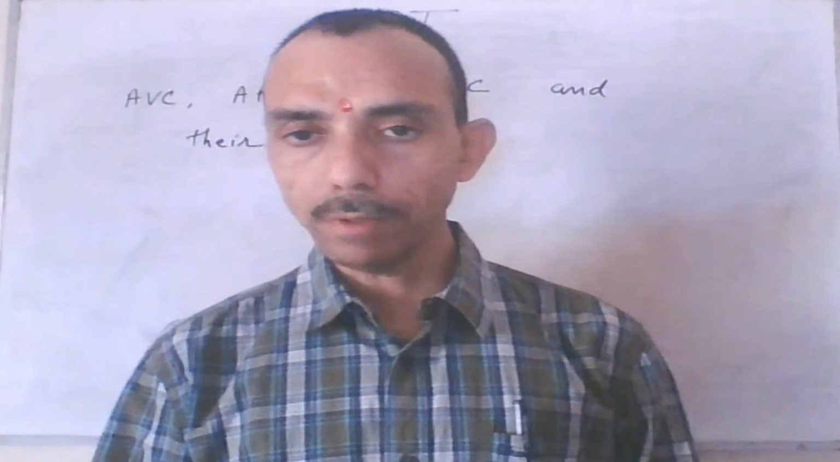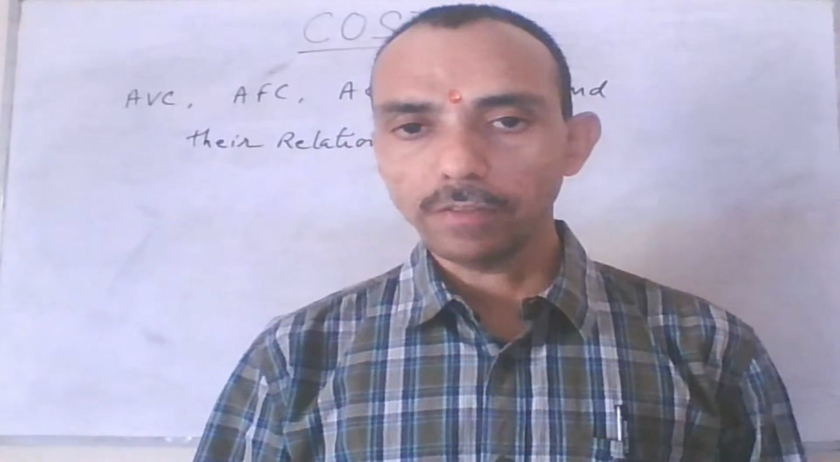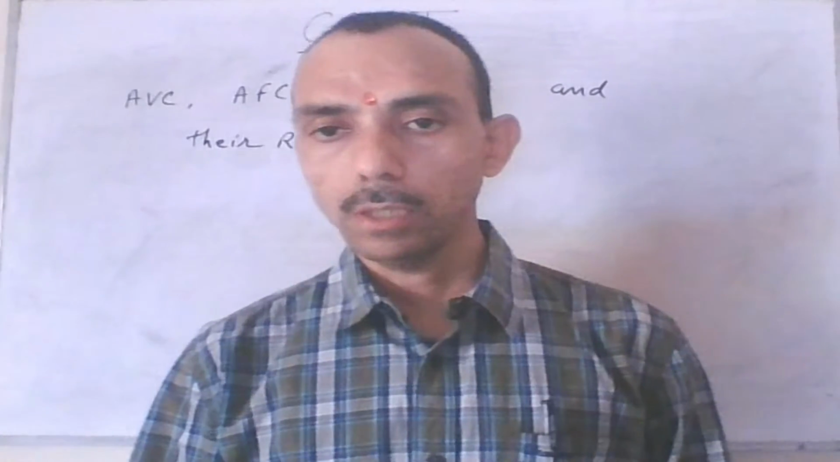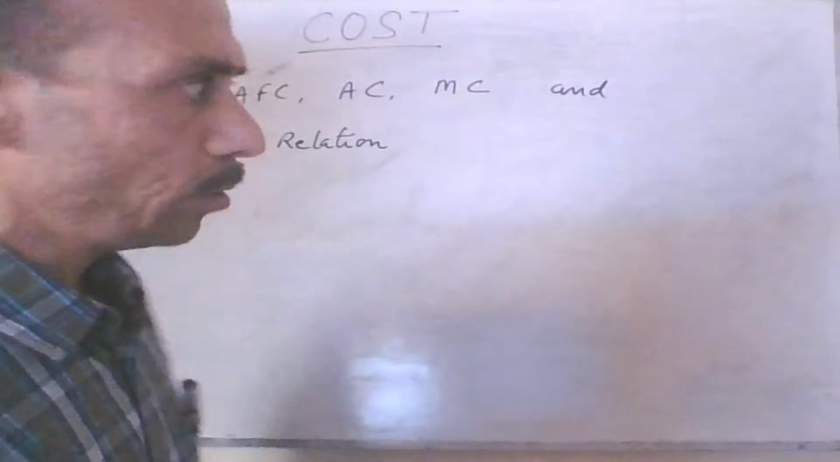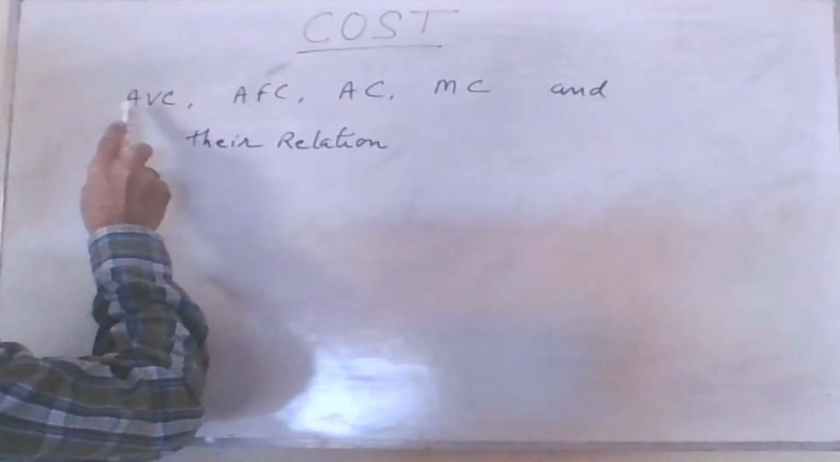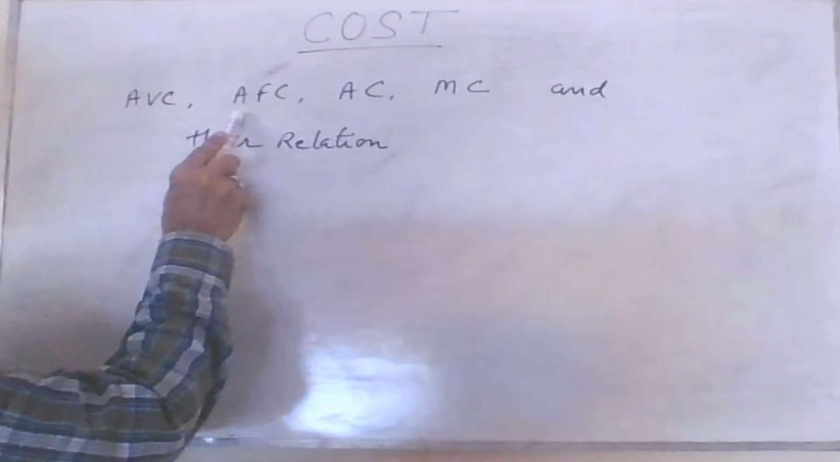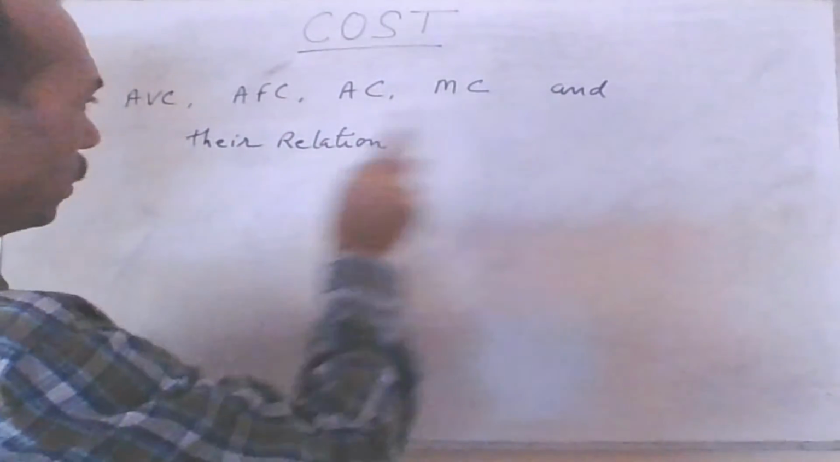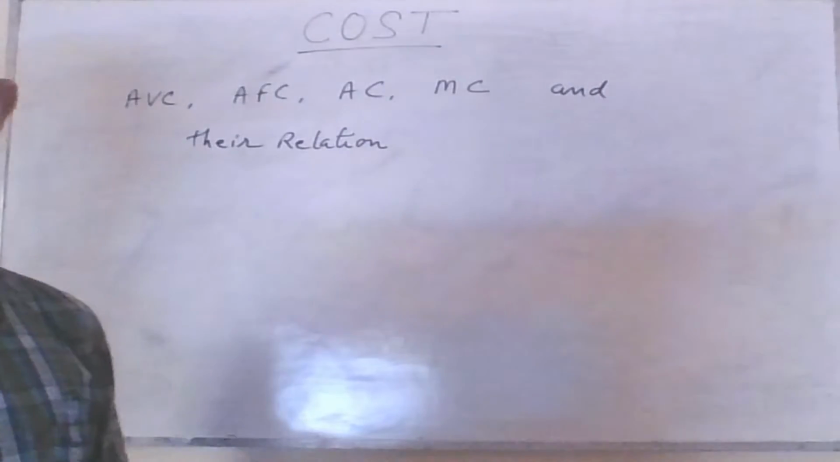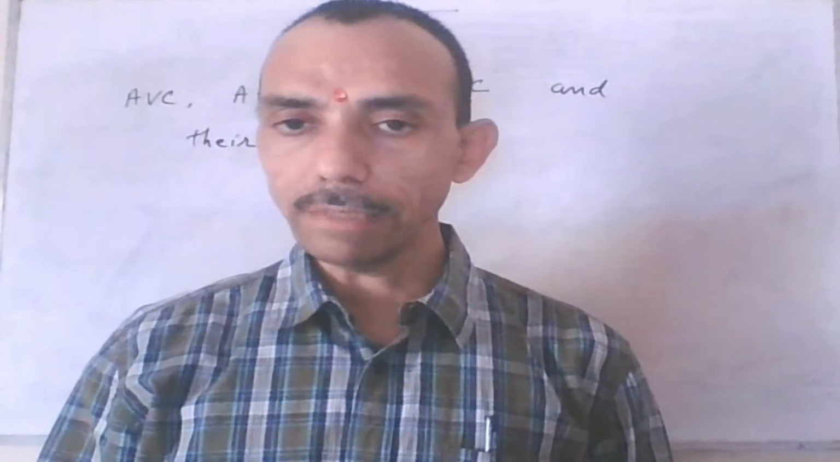In the previous class, we had covered the definition of cost, variable cost, fixed cost and total cost. In this class, we are going to cover the definition of average variable cost, average fixed cost, marginal cost and their relationship along with the diagrams. Now let's start with the new chapter.